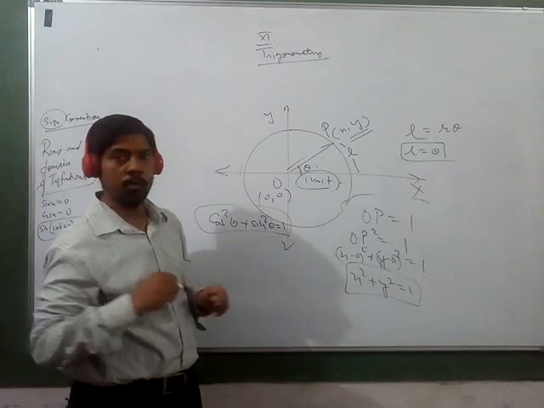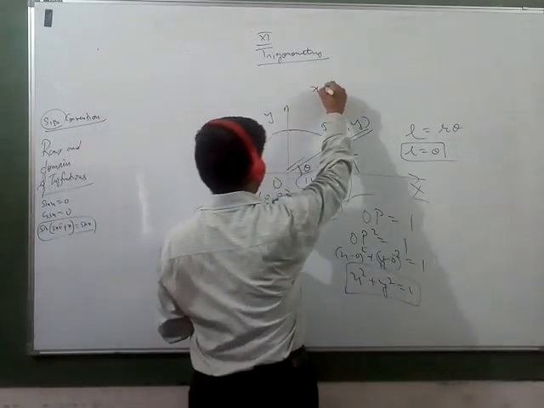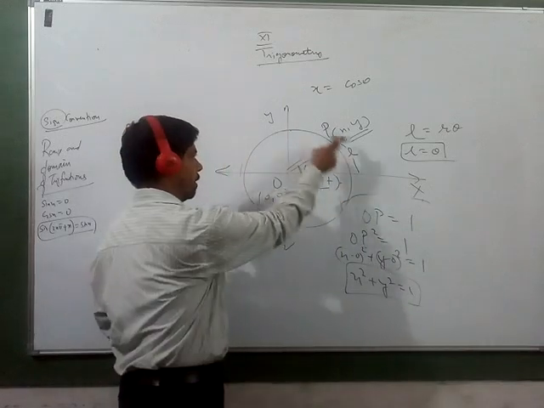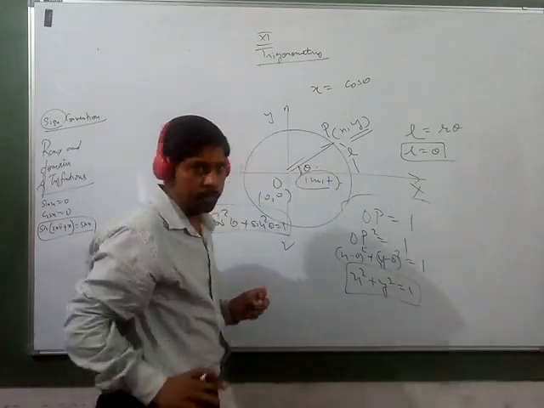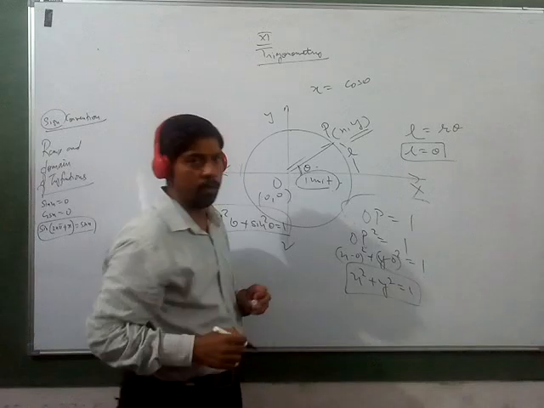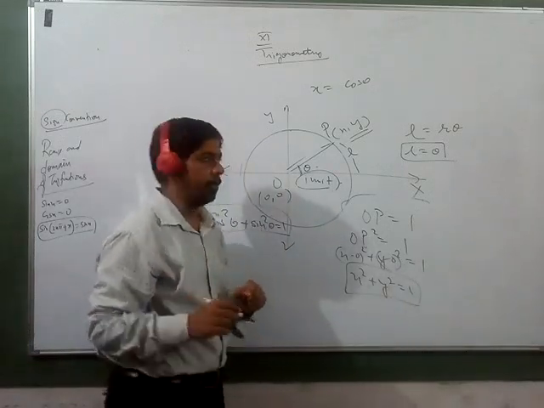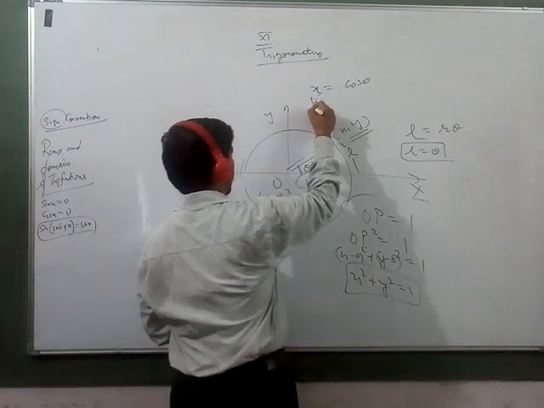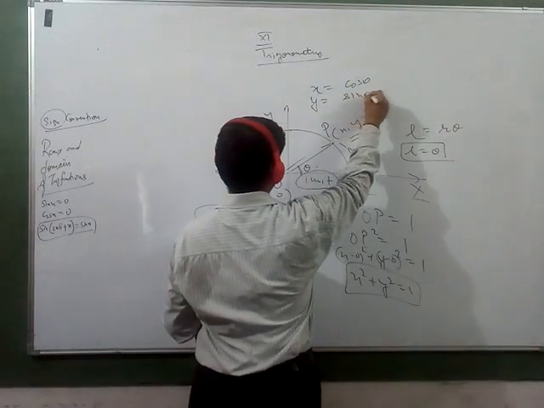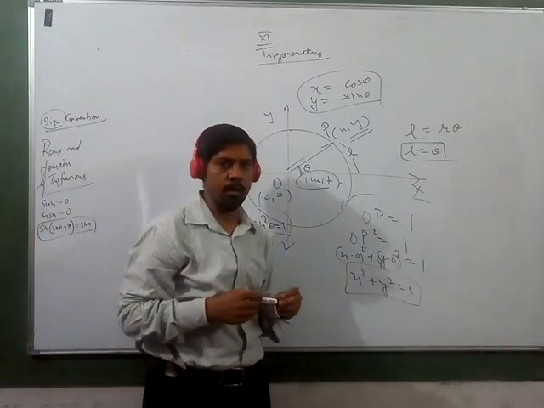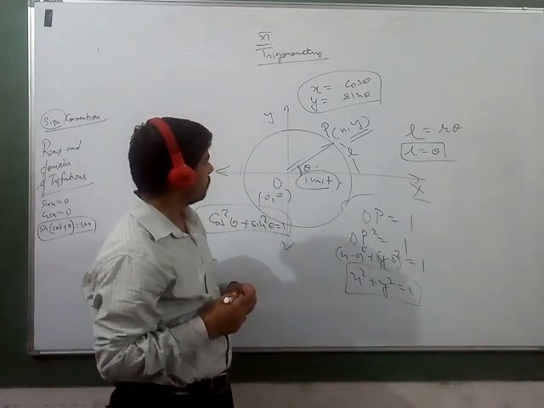So I am giving you the new definition of sin θ and cos θ. If you take any point P on the unit circle, then the x coordinate of that point will be cos θ and the y coordinate will be sin θ. This you have to understand, okay? The x coordinate will be cos θ and the y coordinate will be sin θ.